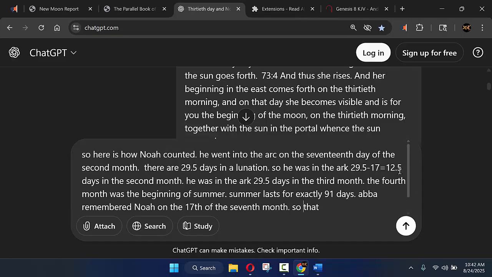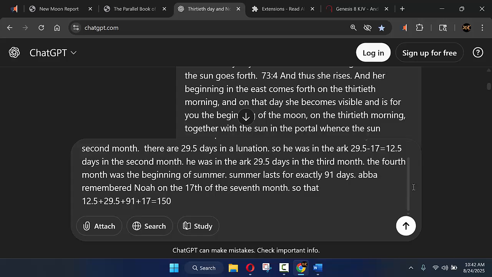So here is how Noah counted. He went into the ark on the 17th day of the second month. There are 29.5 days in a lunation. So he was in the ark 12.5 days in the second month. He was in the ark 29.5 days in the third month. The fourth month was the beginning of summer. Summer lasts for exactly 91 days. Abba remembered Noah in the 17th of the second month.